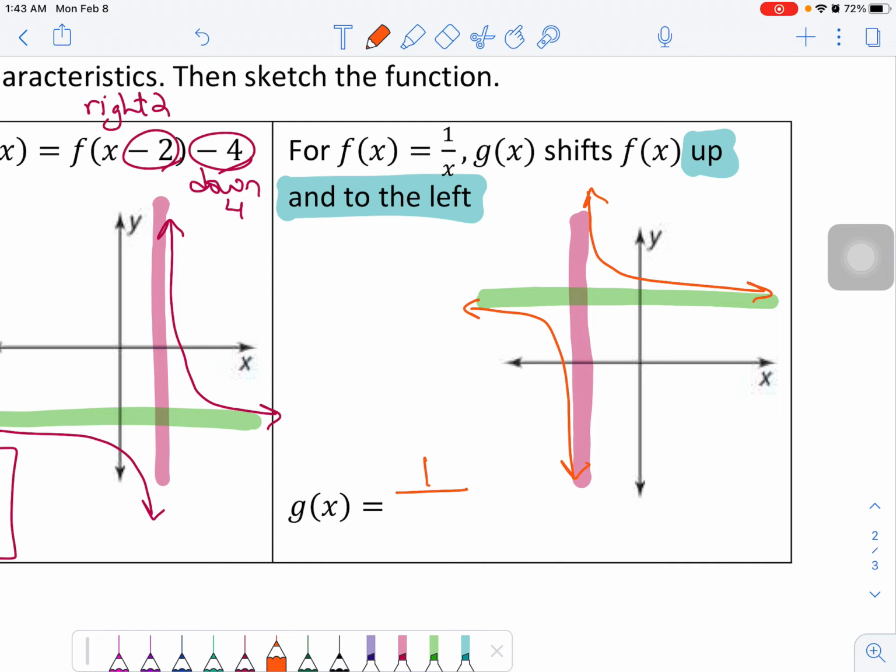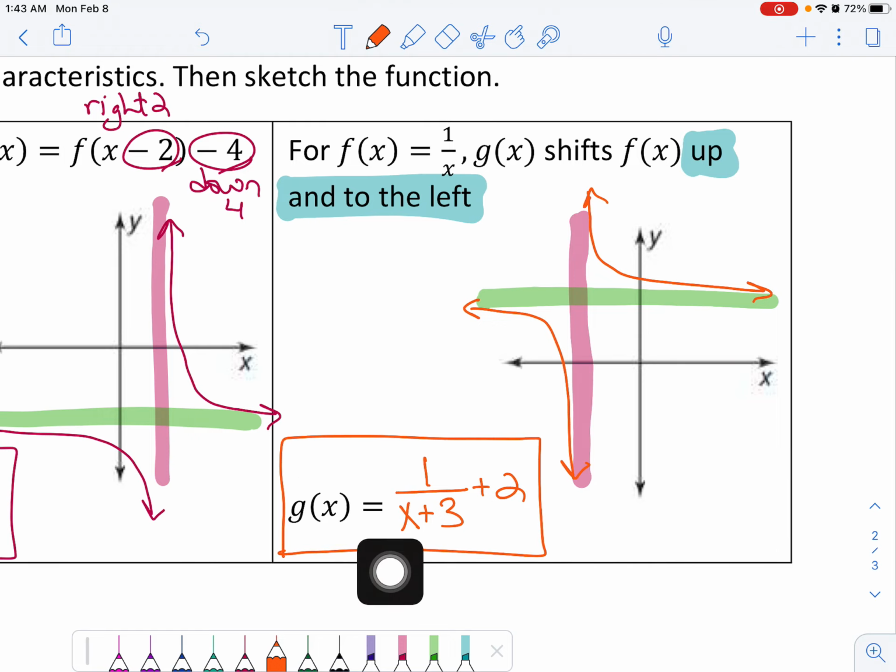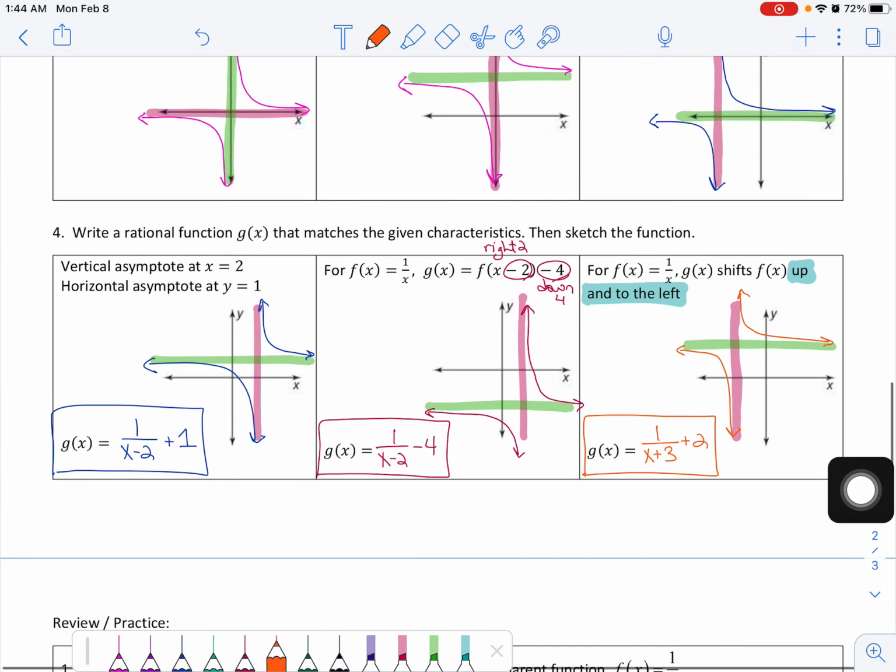So let's say we do 1 over. Now, to shift to the left, I need to add something to x. So let's say I add 3. And then I shift up. Let's say I add 2. That'll shift the graph up vertically. All right, now obviously these answers can vary for this last one because it doesn't specify how far up or how far to the left.